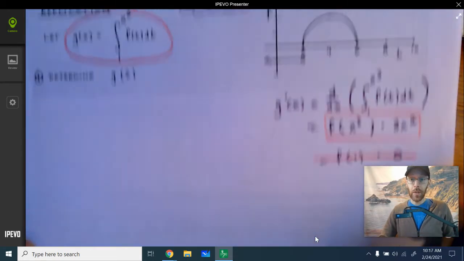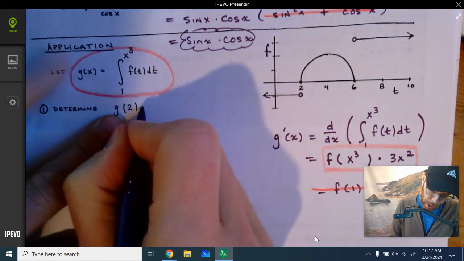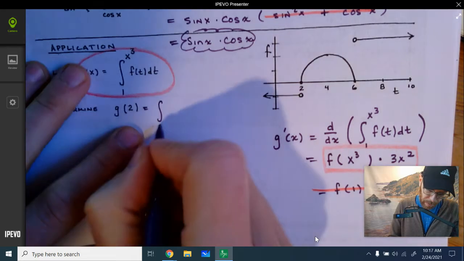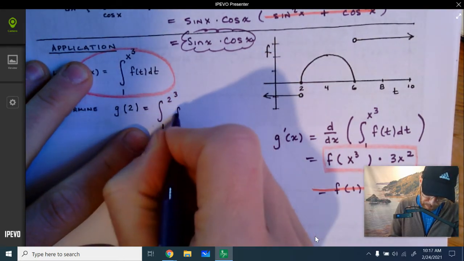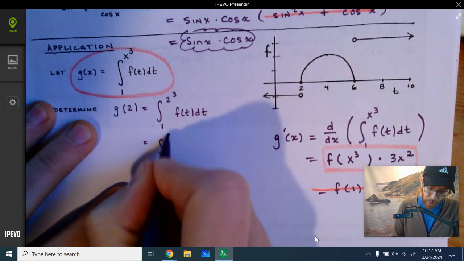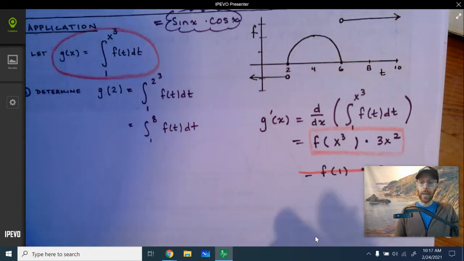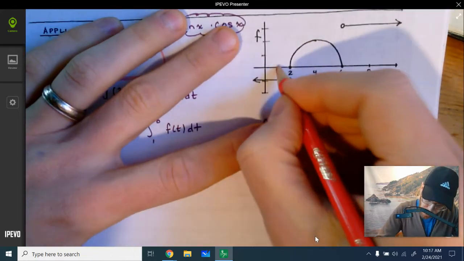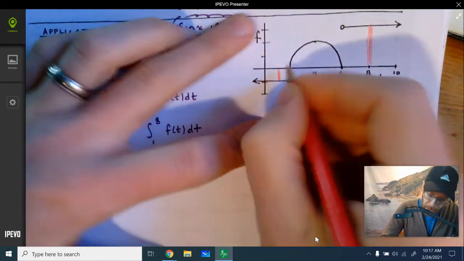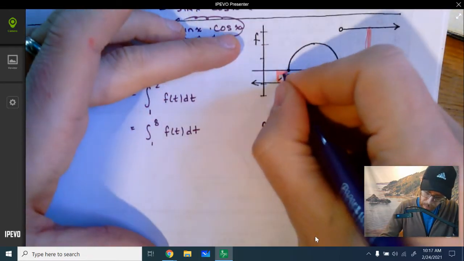All right, so let's use those two facts. We're asked to do two things. The first is to determine g of 2. Now, when you find g of 2, that just means plug 2 in. So that would be the integral from 1 to 8 of f of t dt. That's a regular old integral. We would come up here. We would say, here's 1. Here is 8. So I see an area that's below the curve right here that has a value of -1.